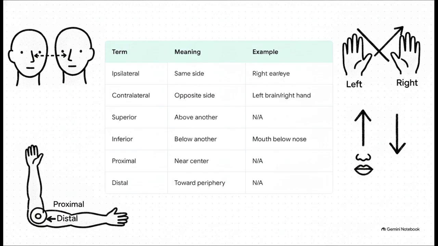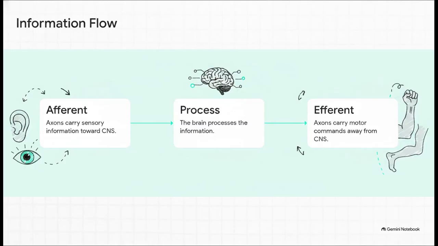Then we have superior, meaning above, and inferior, meaning below. So your mouth is inferior to your nose. Finally, proximal means near the center or point of attachment, while distal means toward the periphery, like the very end of a limb. We also have functional directions to describe the flow of information.